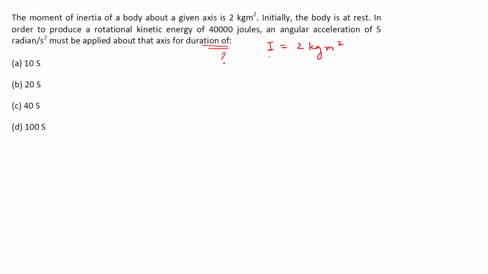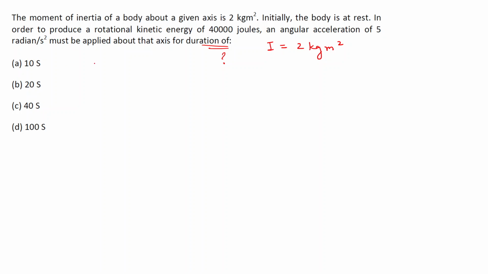So the question is basically this: we have been given the moment of inertia value, and the body is at rest initially. In order to produce a rotational kinetic energy of this value at an angular acceleration of 5 radian per second square, how long do we need to apply this angular acceleration?